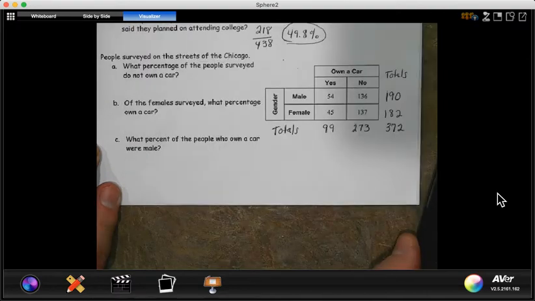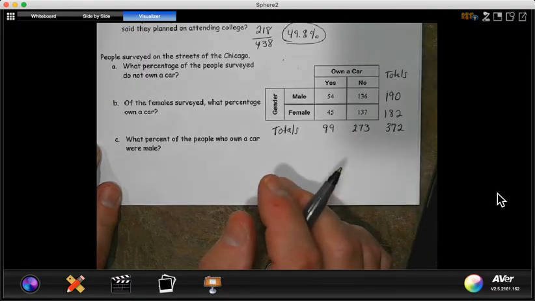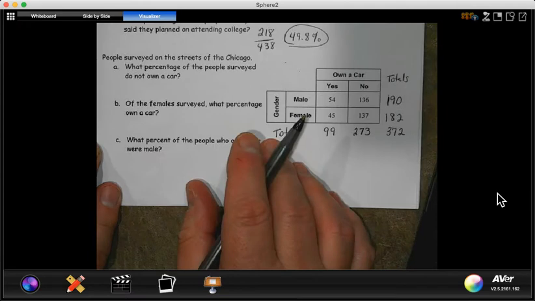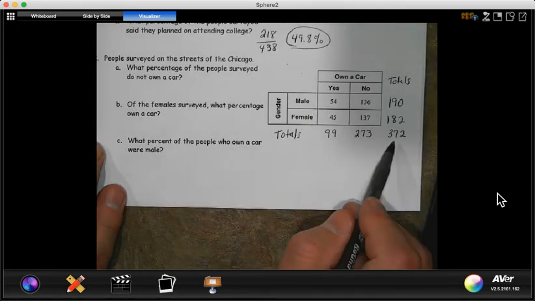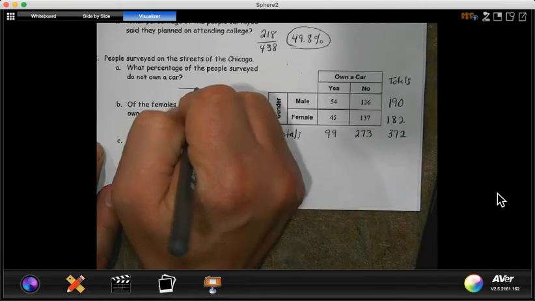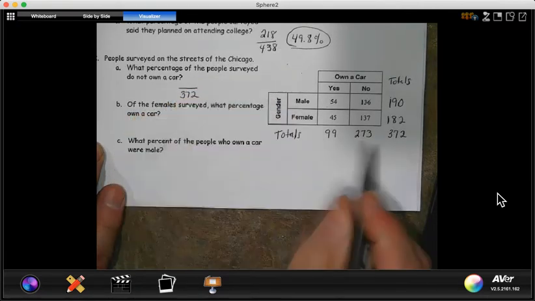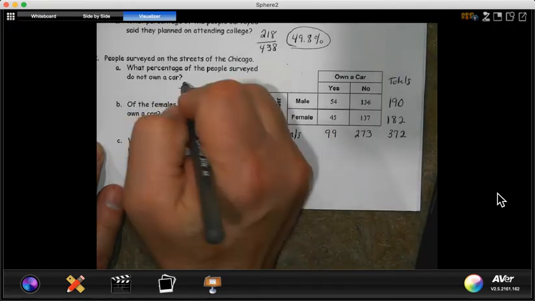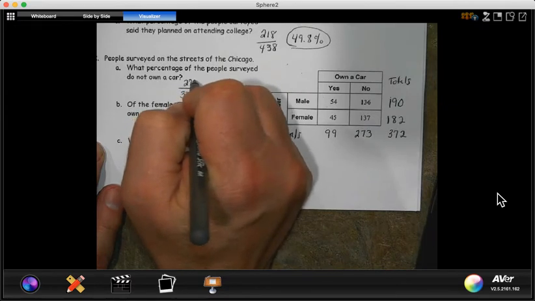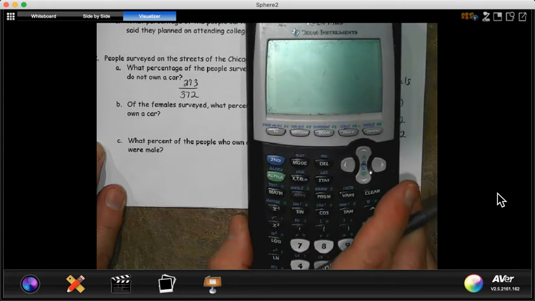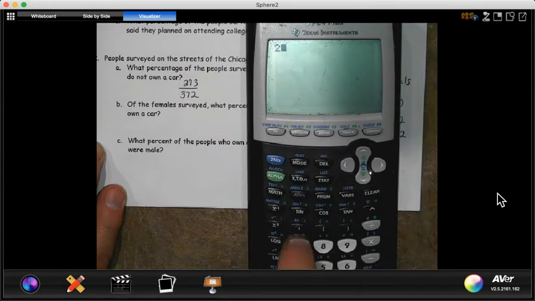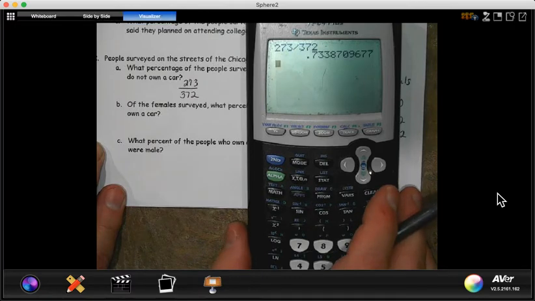Okay. Let's get started with our questions. What percentage of people surveyed do not own a car? So 372 people were surveyed, do not own a car, 273. So these are the people living in the streets of Chicago. You don't need a car, you can take the subway or the elevated train. 273 divided by 372, 77.4%.